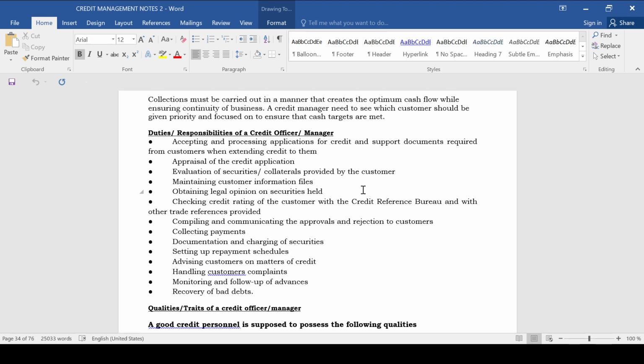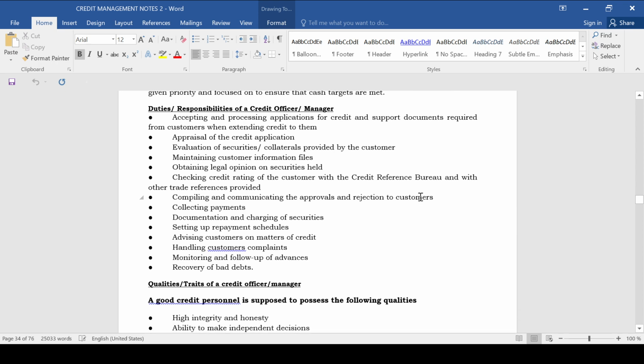This question is a good one, it has a lot of meat, right? You can be told to describe, or to outline responsibilities or duties of a credit officer. They can even add and say in a financial institution, or in a trade institution, or in a manufacturing institution. So just know that they are interrelated, and you should be in a position to tackle such a question when it is asked.